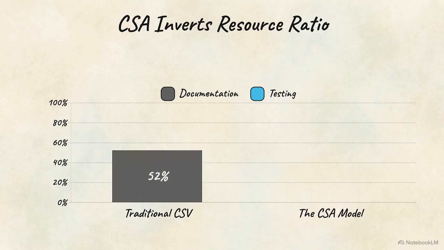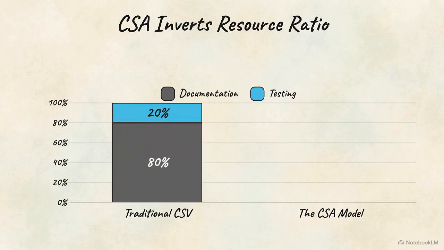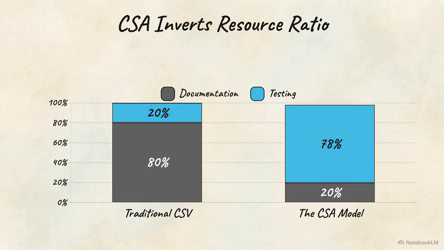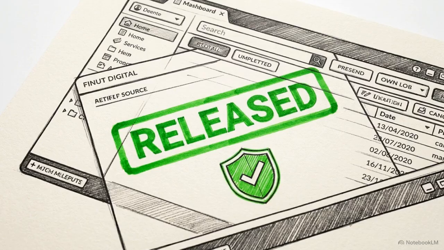Traditional CSV traps analysts in a documentation cycle. Here, 80% of effort is spent on paperwork, leaving 20% for testing. The CSA model inverts this ratio to 80% testing and 20% documentation, focusing the burden of proof on actual system performance. Shifting this focus to analyst expertise can significantly reduce release times while maintaining a high standard of safety.